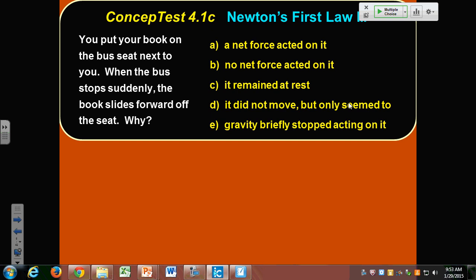So it's a nice demonstration of the law of inertia, which is Newton's first law. That is that an object in a state of motion, whether it's moving or not moving, will continue in that state of motion unless a force acts upon it. And in this case, the book was in a state of motion. That is, it was moving forward with the bus. And then the bus stopped all of a sudden, and the book, since there were no forces acting on it, slid off the seat. Or there weren't enough forces acting on it to cause it to stay on the seat.